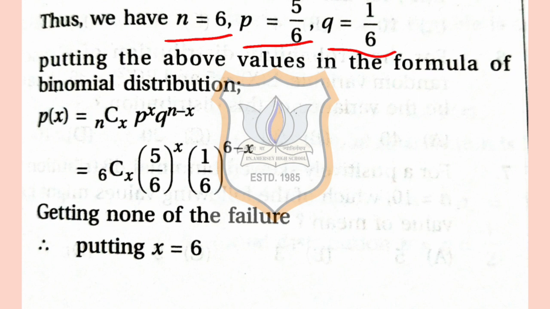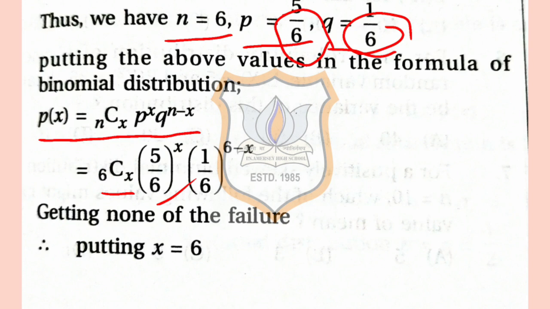So we are having N is equal to 6, P is equal to 5 by 6, and Q is equal to 1 by 6. Now what is the formula for binomial probability distribution? Px is equal to NCx, P raised to x, Q to the power n minus x. Now let us substitute. N is 6, so we will have 6Cx, P is 5 by 6, so you will be having 5 by 6 to the power x. Q is 1 by 6, so you will have 1 by 6 to the power 6 minus x.